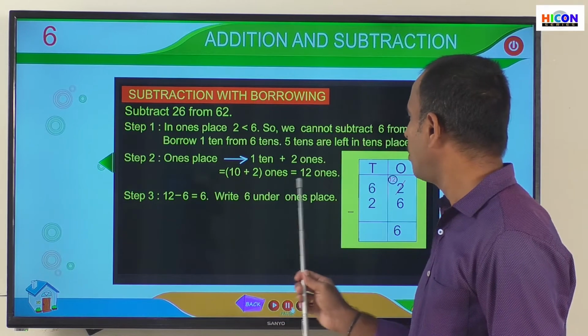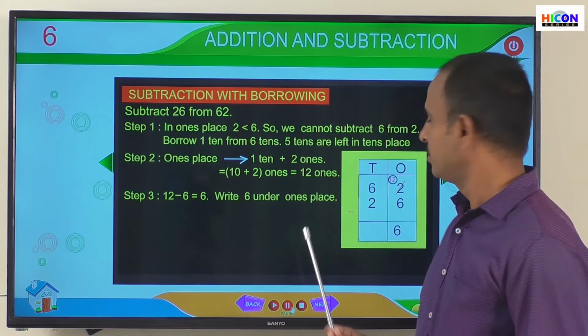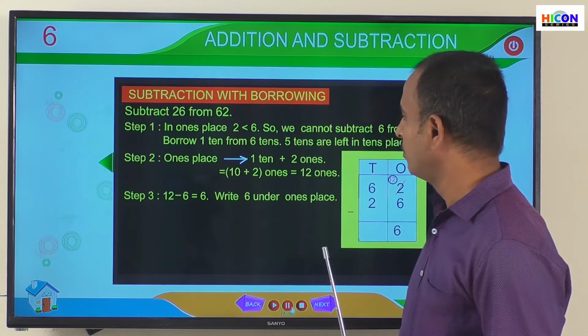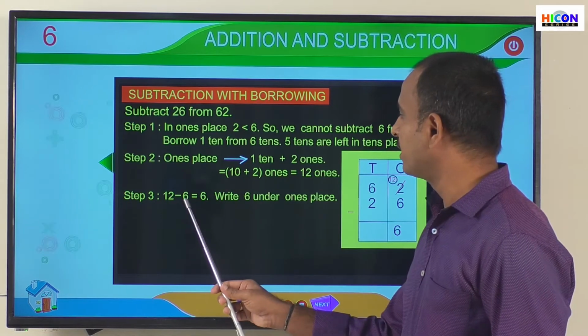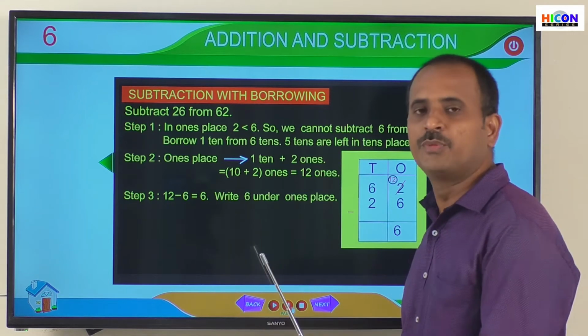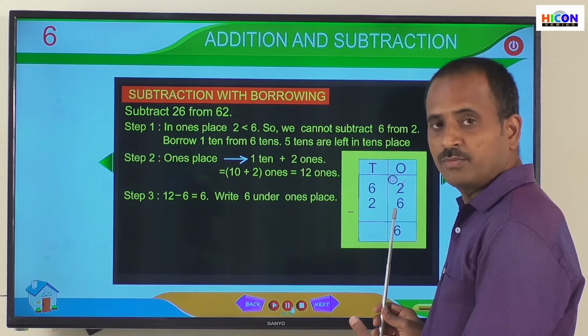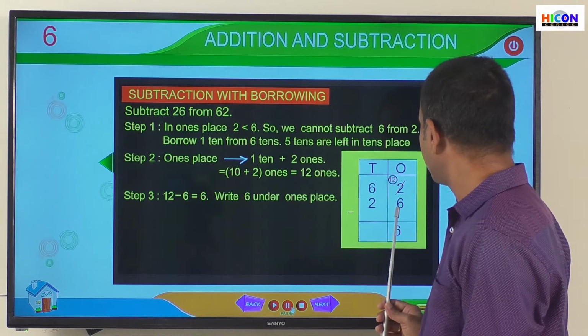Total becomes how many ones? 12 ones. So write 12 in the ones place. So now step 3, 12 minus 6. Now subtraction is possible because 12 is the greater number, 6 is the smaller number. We can subtract 6 from 12.